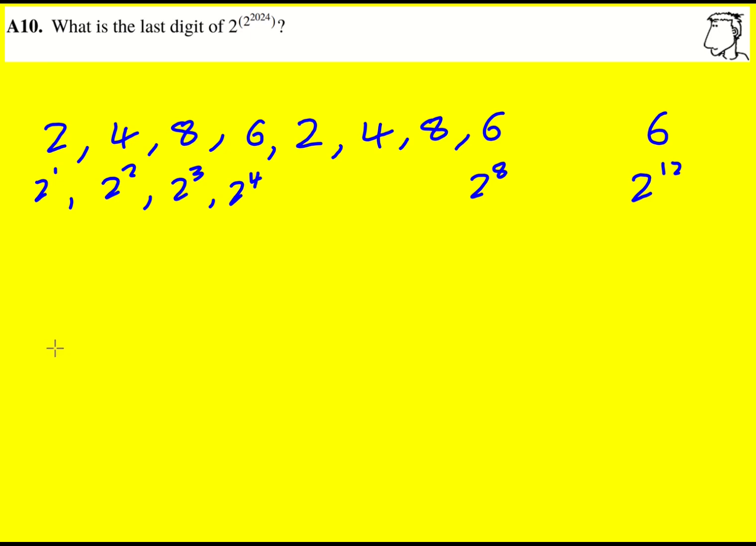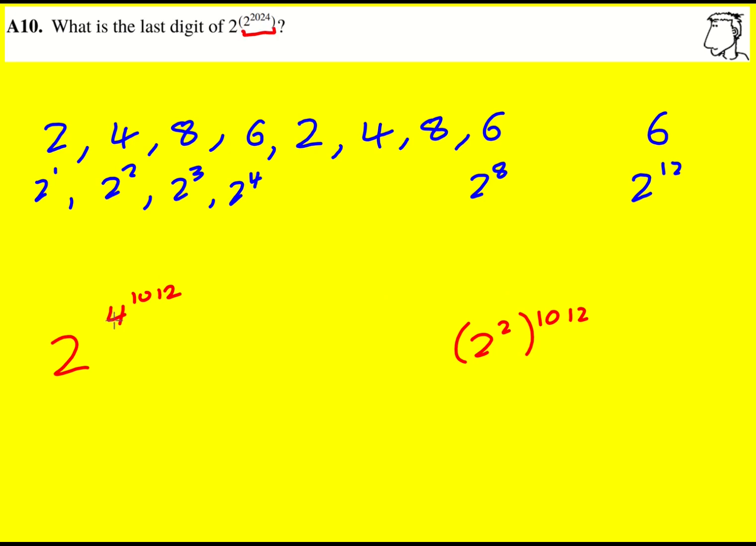And actually, that's really useful because 2 to the power of 2 to the power of 2024 is actually 2 to the power of 4 to the power of 1012. I can write 2 squared to the 1012. This is a little property of indices that you can use. And then we can square the 2 to get 4 to the 1012. All I'm really trying to show is that this thing here is necessarily going to be a multiple of 4.